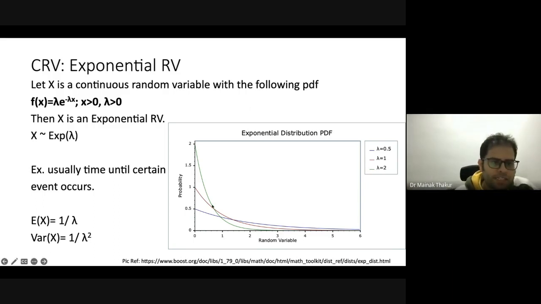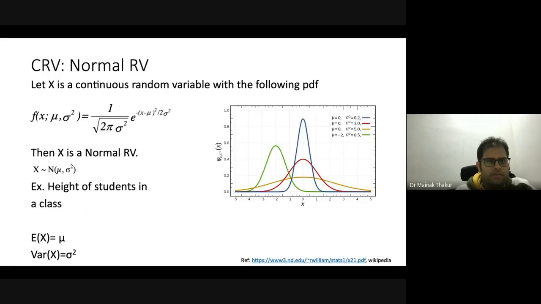So expectation of x is 1 by lambda, variance of x is 1 by lambda square. Okay. Normal random variable is a very important random variable, actually the most important random variable. The name normal comes from the fact that most natural phenomena are distributed like that. That's why it's normal. So normally, most things take this shape.